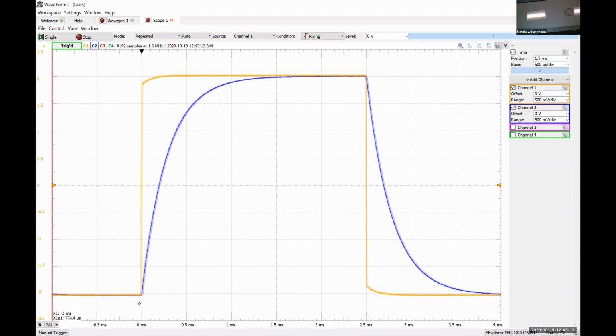What's the value of the blue curve? -2. All righty. So if y at 0 plus is -2 and y at infinity is +2, then what's A? -4, right? -2 minus 2. So we should have -4 e to the minus t over tau plus 2 as our equation.